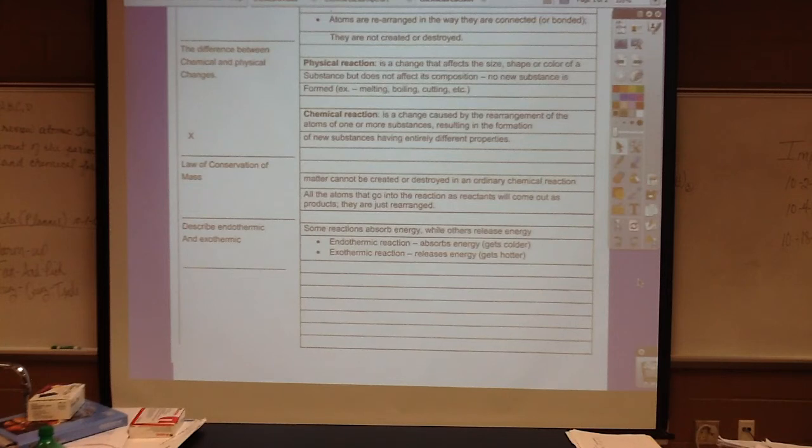We talked earlier about temperature change being an indicator of a chemical reaction. Well, there's 2 types of chemical reactions that involve temperature change, and they are called endothermic and exothermic. When reactions absorb energy, they are called endothermic. So they're absorbing the energy into the reaction, and you'll actually feel the temperature of the substance getting colder. When reactions release energy, they're called exothermic. And what ends up happening is the reaction will cause the temperature to get hotter.